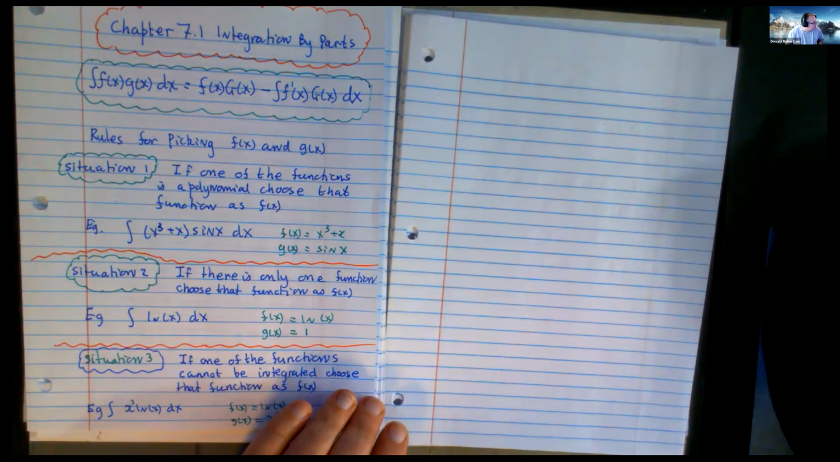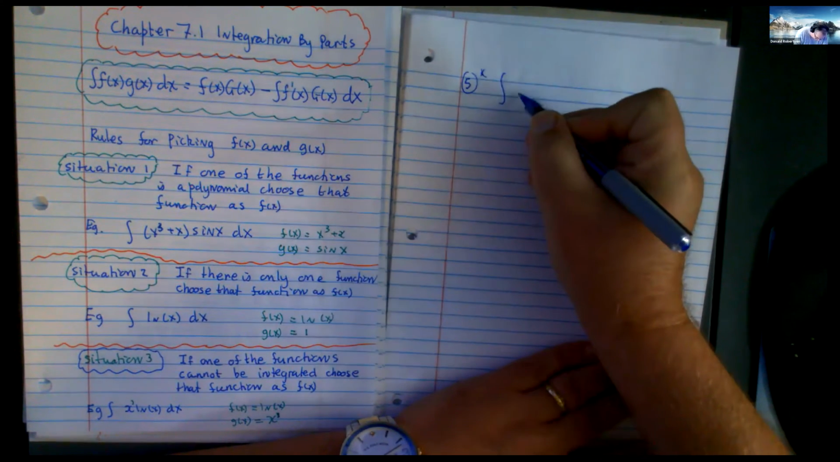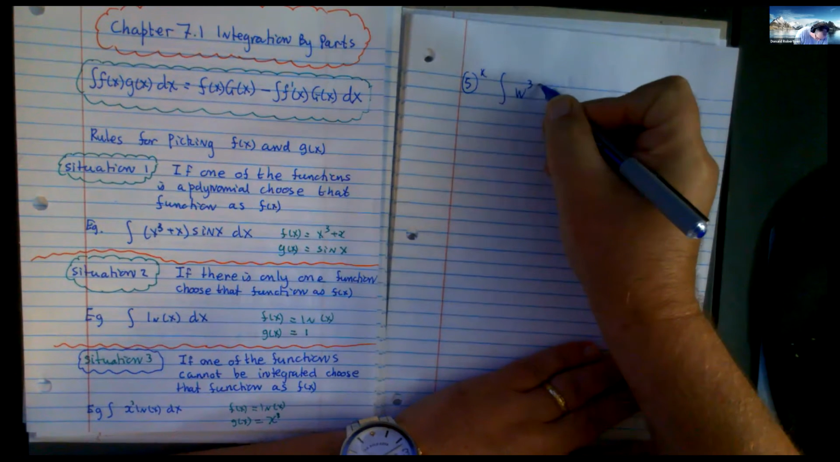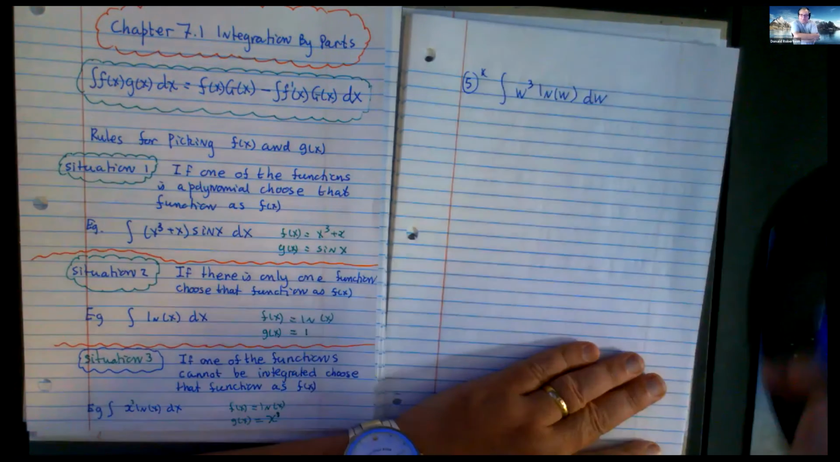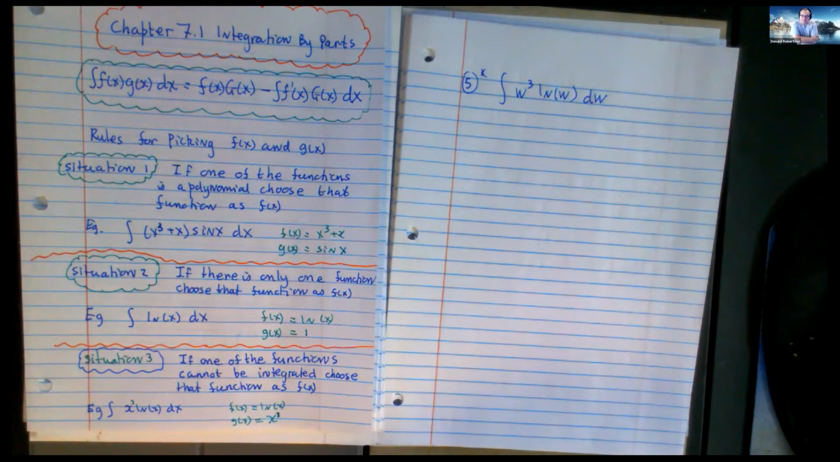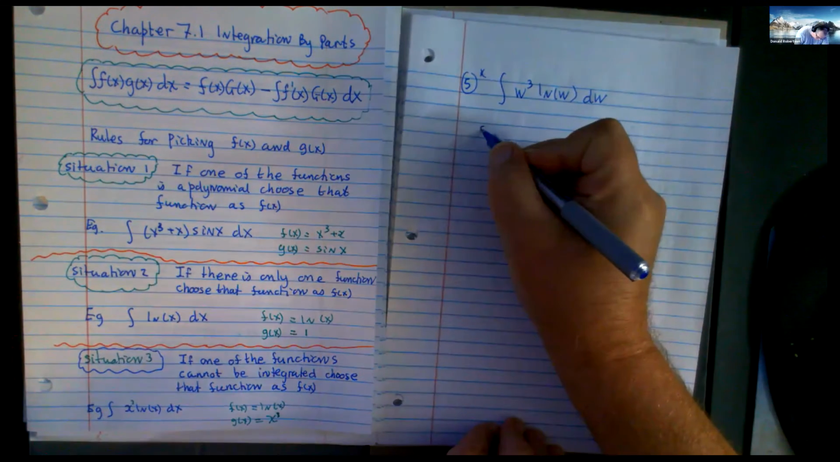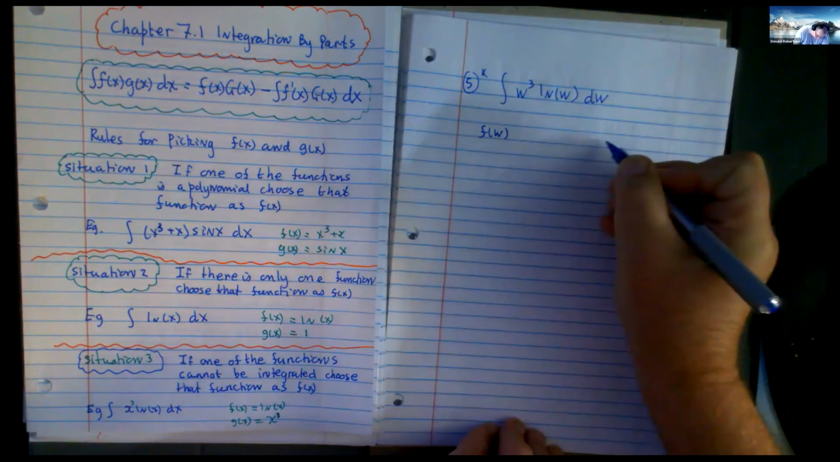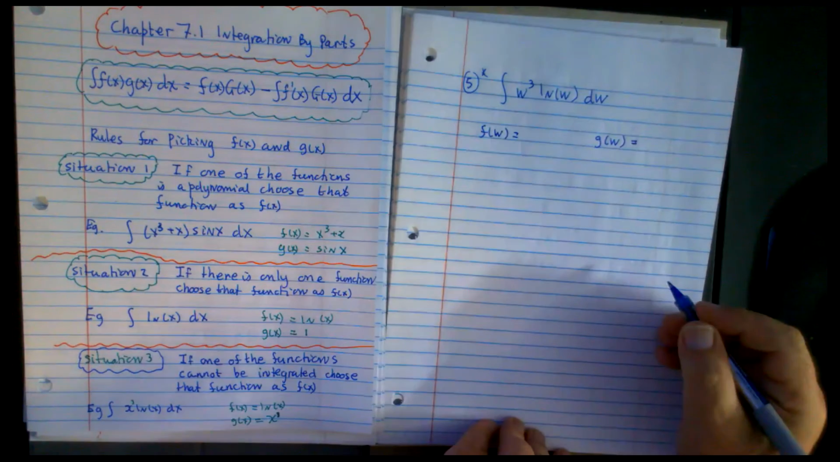Let's see what we could do here. Oh, here's a version, question 5. Let's do the integral of w cubed log of w dw. Now, who are we going to use this time? Who's going to be f of w and who's going to be w to the power of 3 and then log w?